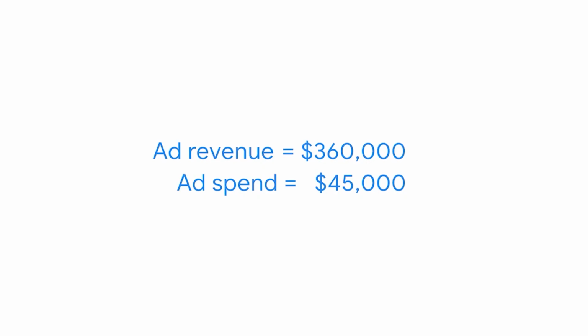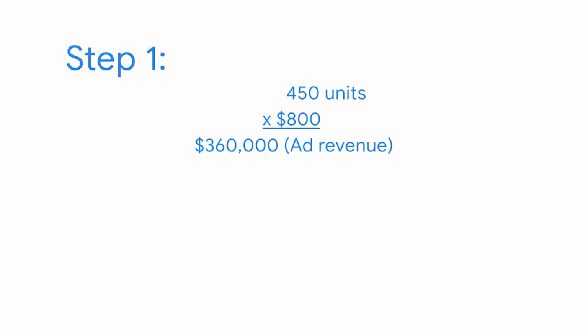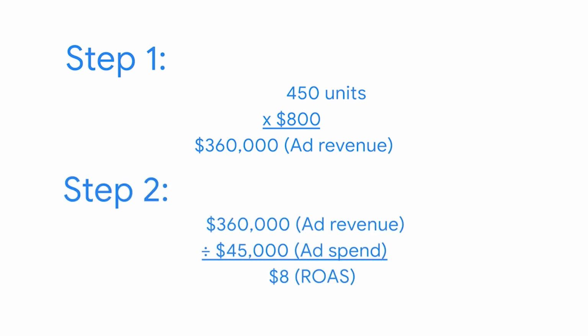For example, let's say 450 custom suits were sold for $800 each to customers who clicked on the company's ads. That means the advertising revenue is $360,000. The total cost for advertising was $45,000 over the past 6 months. Now you can take the revenue, which we calculated at $360,000, and divide it by the cost, $45,000. The result is your return on ad spend, which is $8.